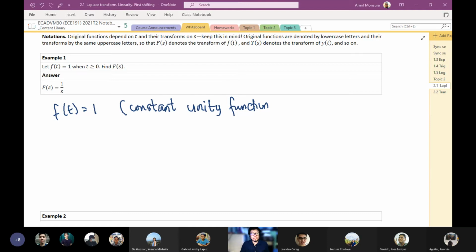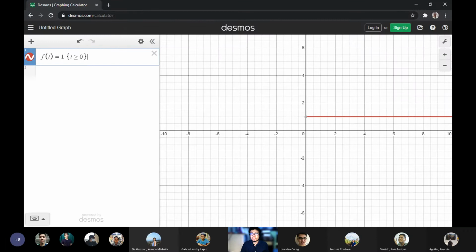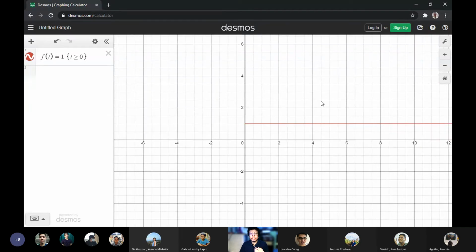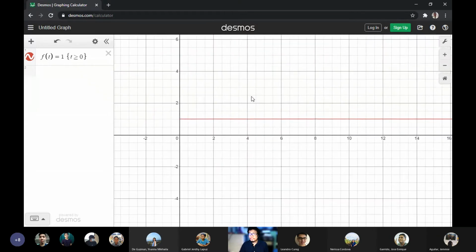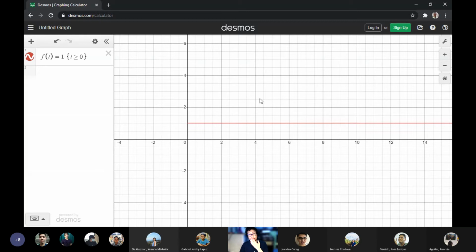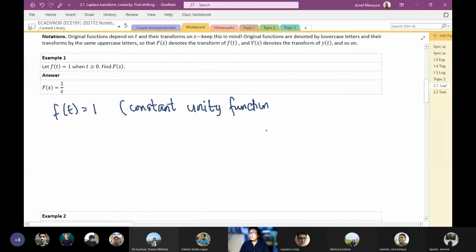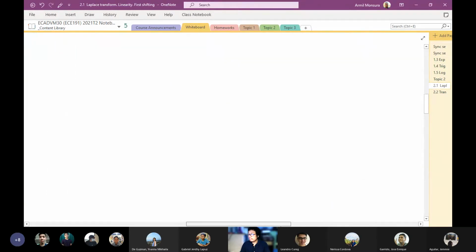Okay. Your function looks something like this. Nakikita niyo yung screen ko? Okay. Your constant unity function looks something like this. So kung makikita niyo, again, ang assumption natin for all f of t's that we will have to consider here is that zero siya for negative values of t. Okay, screenshot nga natin to. So let us paste it down here.